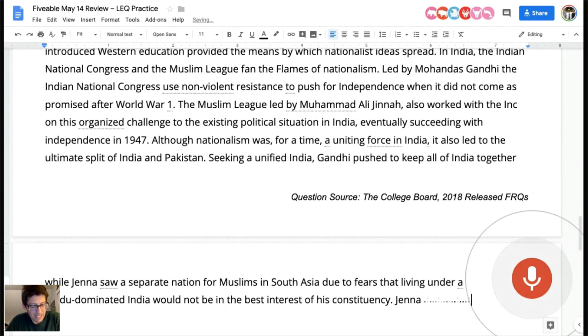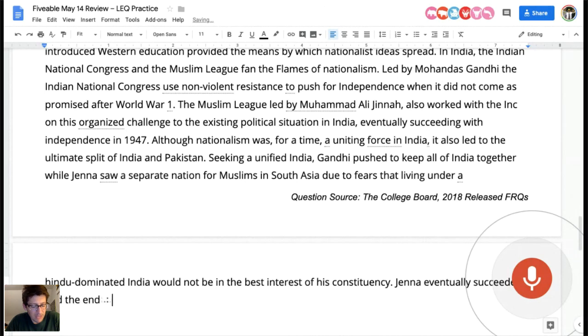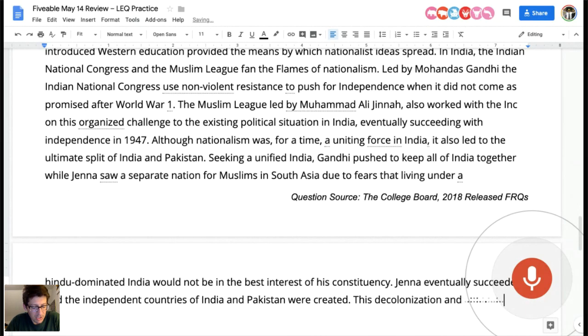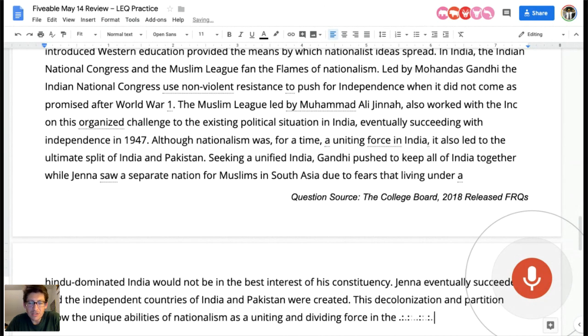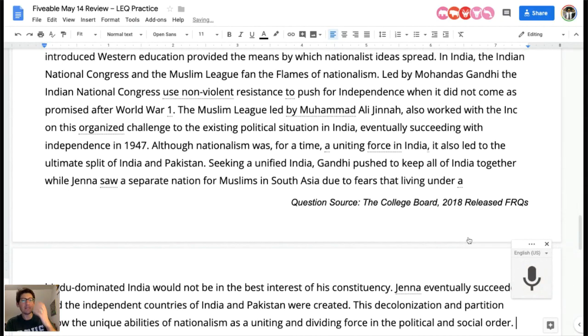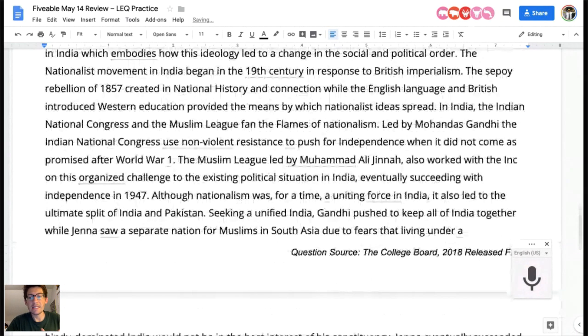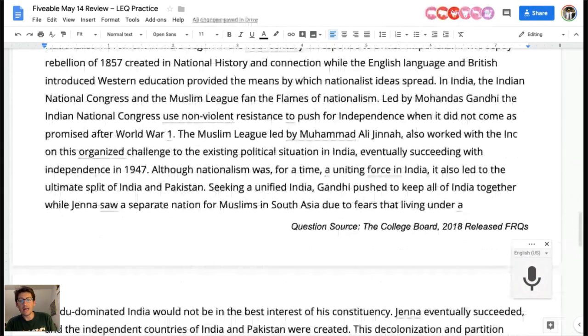Jinnah eventually succeeded, and the independent countries of India and Pakistan were created. This decolonization and partition show the unique abilities of nationalism as a uniting and dividing force in the political and social order. And it's at this point that I know, time-wise, I'm going to be running out of time.